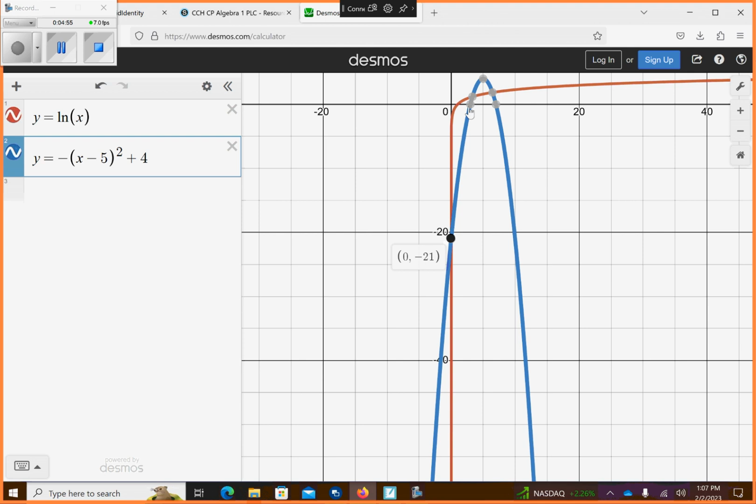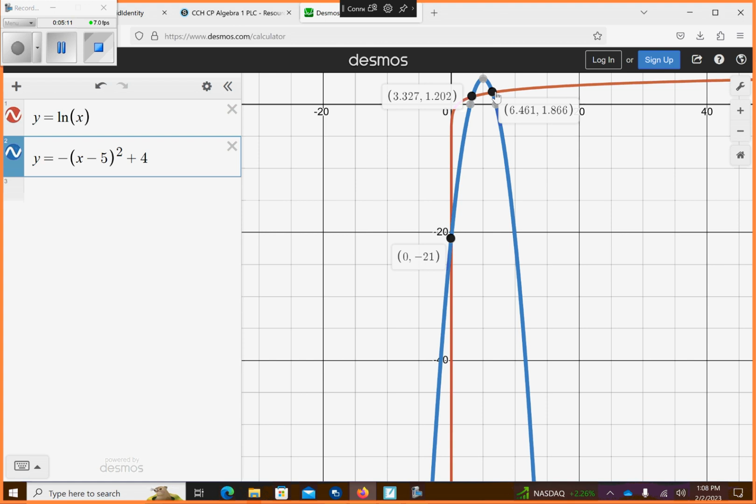There's one answer. There's the other, and there's the other. So all those x values, so 0, 3.327, and 6.46 are your solutions to this problem. Does that help you out on that?